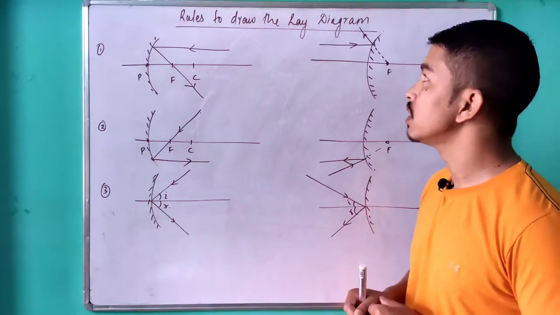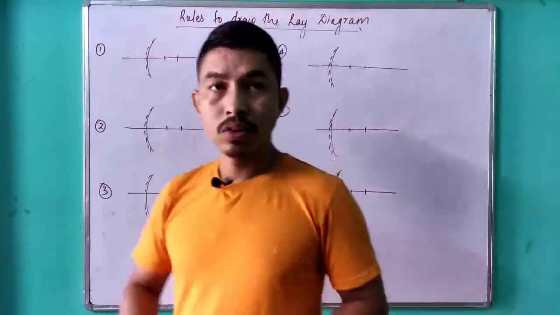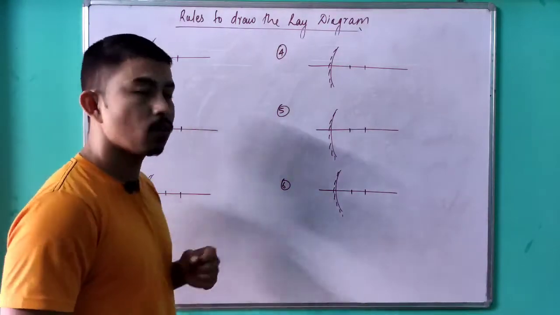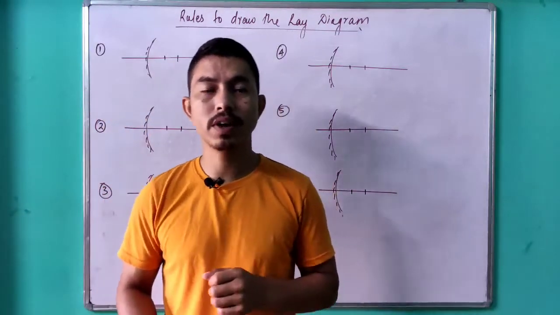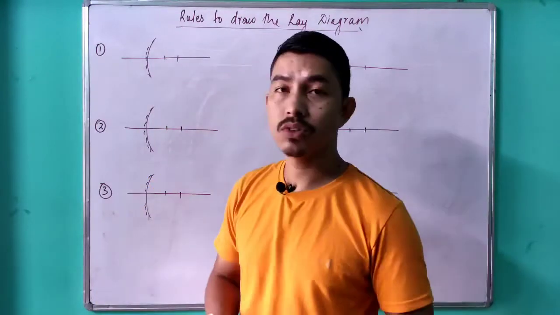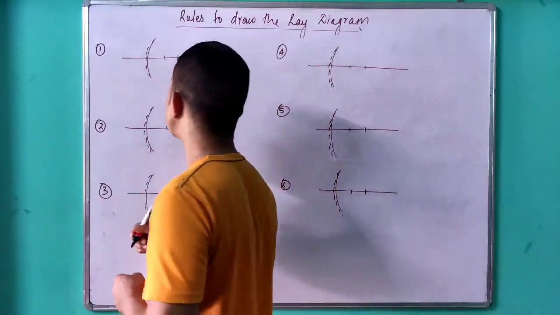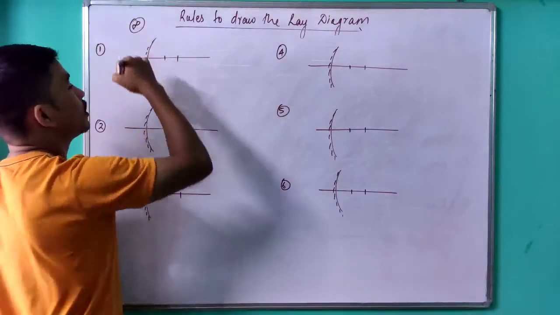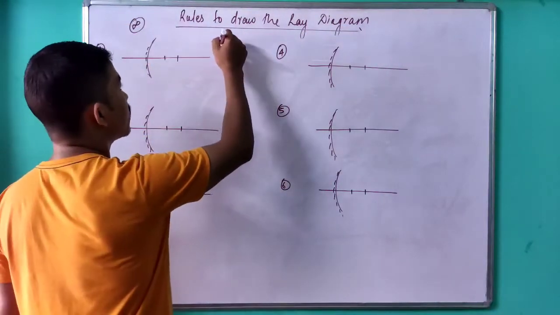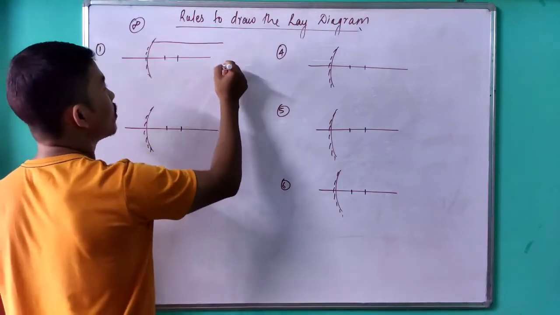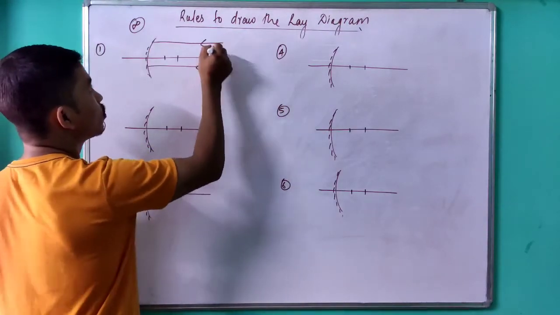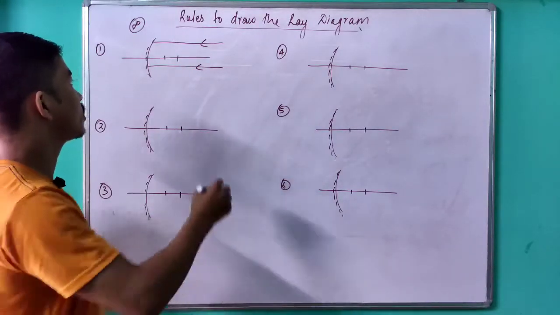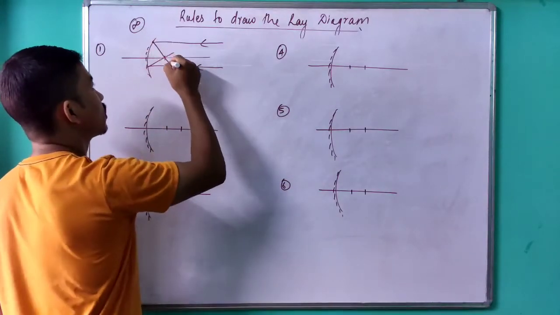So let us first see for a concave mirror. Here I have drawn the 6 cases, when the position of the object is at a different distance from the mirror. The first one, let us consider the object is at infinity, at an infinite distance. When it is at infinite distance, all the rays come parallel to the principal axis. The rule tells us that if any ray is parallel to the principal axis, after reflection it will pass through the focus.